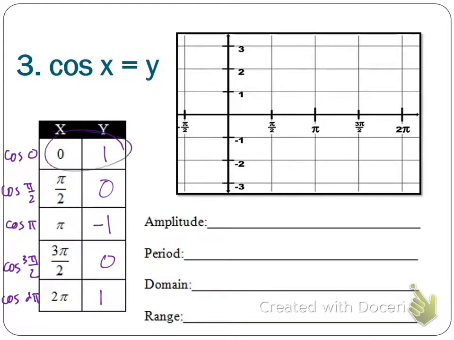So now we've created our points that we want to go plot: (0, 1), (pi over 2, 0), (pi, negative 1), (3 pi over 2, 0), and (2 pi, 1). This represents a cycle for cosine. If you notice, a cycle for cosine graph is a little bit different than sine graph. It starts at 1 on the y-axis, there at 0. Then it dips down to -1 and comes back up to 1.